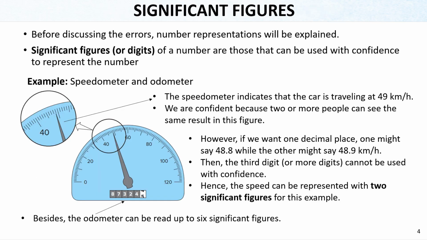In this Chapter 3, we said that we will talk about round-off error, but before talking about it, let's define significant figures because this will be important for us. Significant figures or digits of a number are those that can be used with confidence to represent a number. Here you can see an example of a speedometer and an odometer. This is the speedometer and this is the odometer.